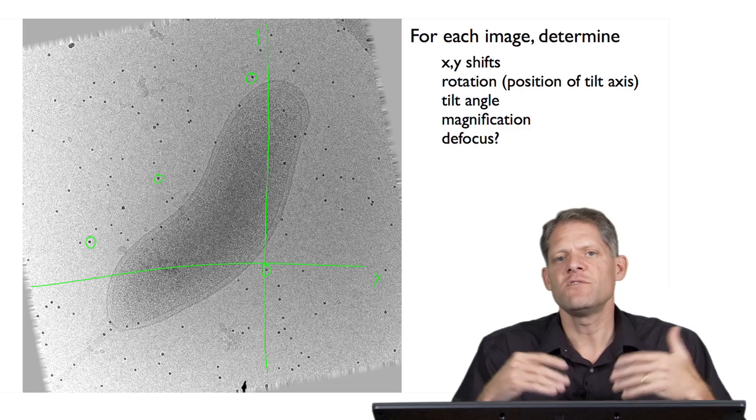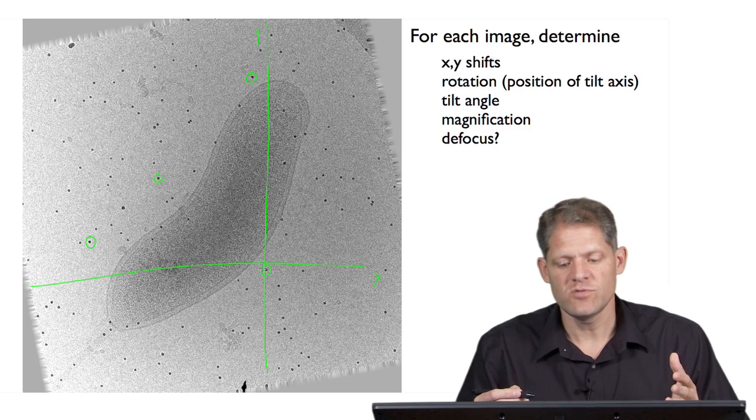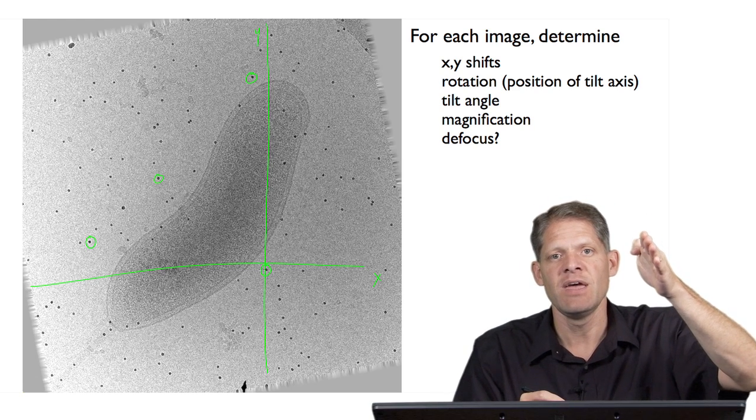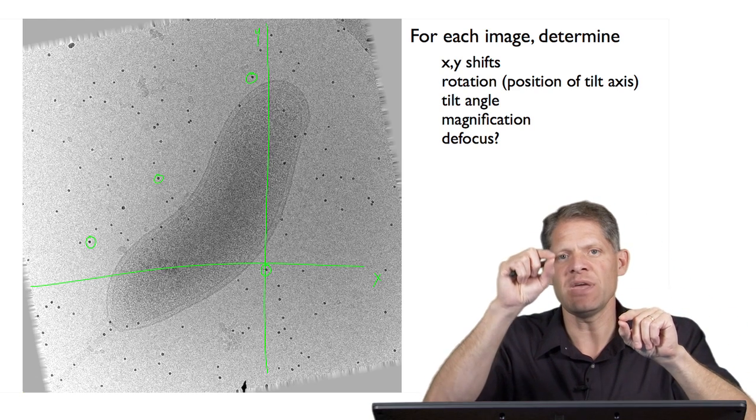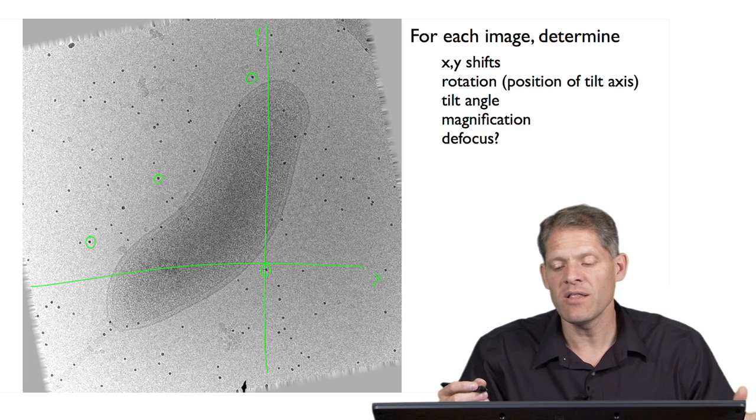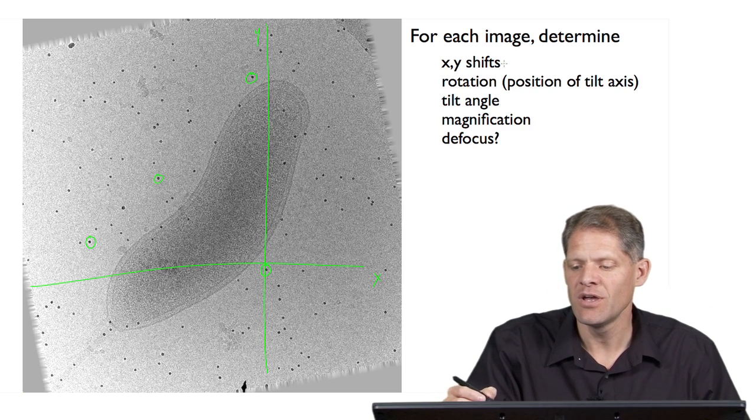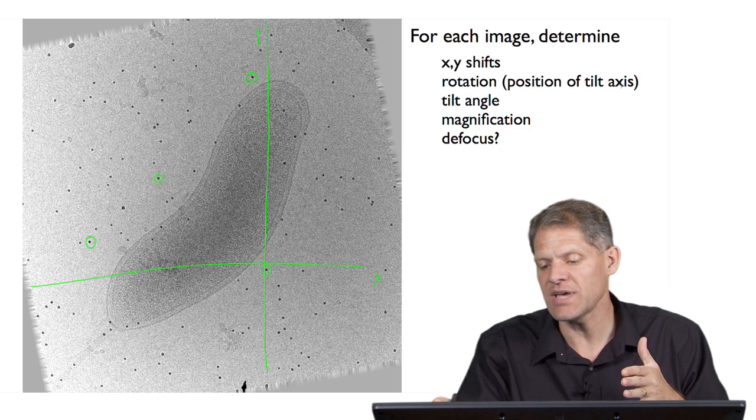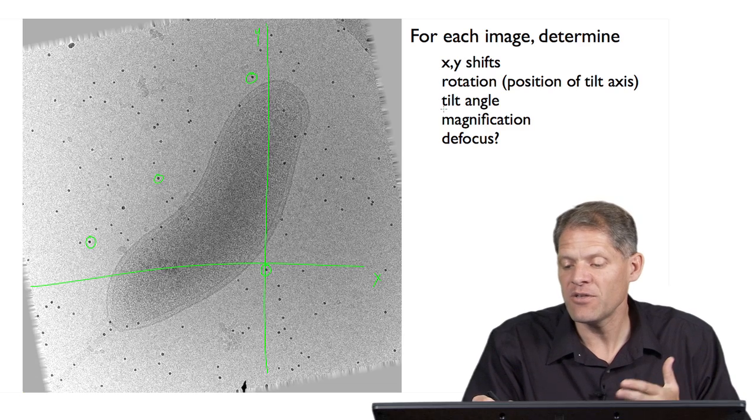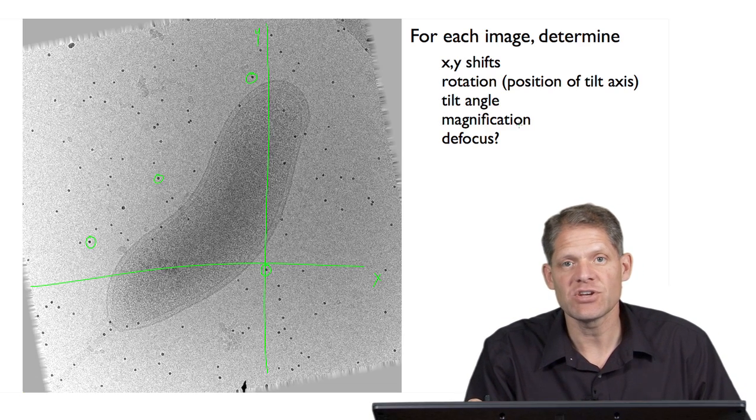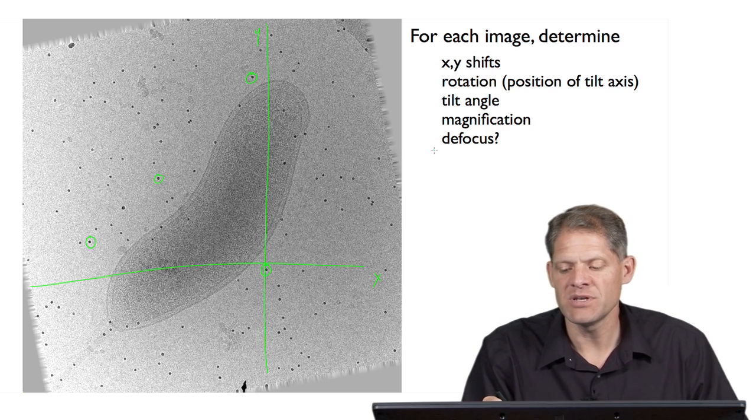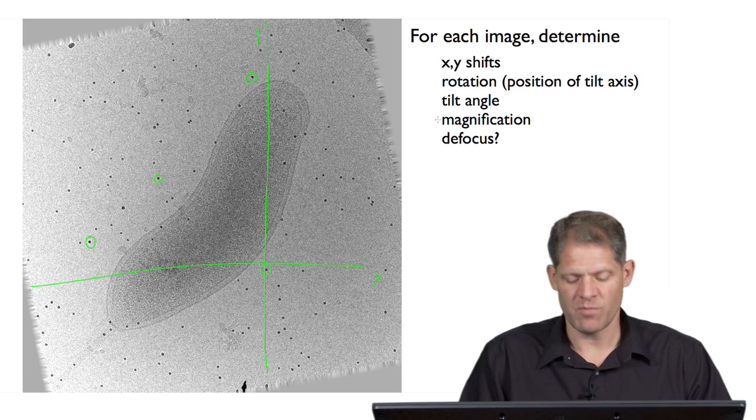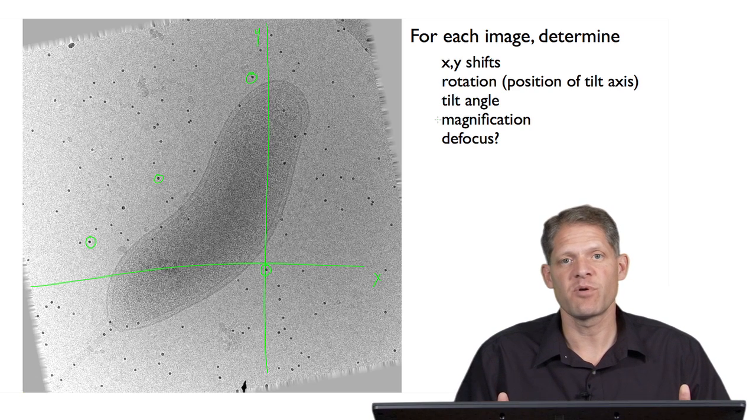The software solves a set of equations where the knowns are the XY coordinates of the beads in each of the tilted images, and the unknowns are the height of each bead within the ice, as well as all of these parameters about each image. For instance, the XY shift of each image and the rotation about the tilt axis, a refined value of the tilt angle, and a magnification. Now the gold beads are not used to determine defocus, it's just these parameters. And a least squares fit is performed to best match all of these parameters.